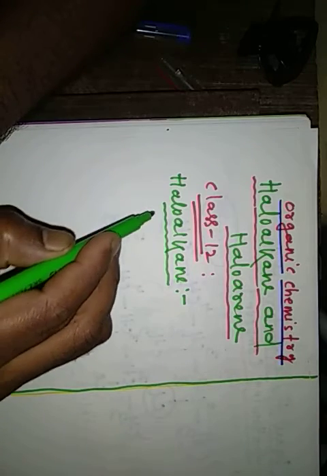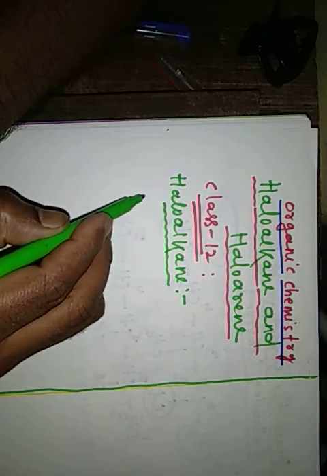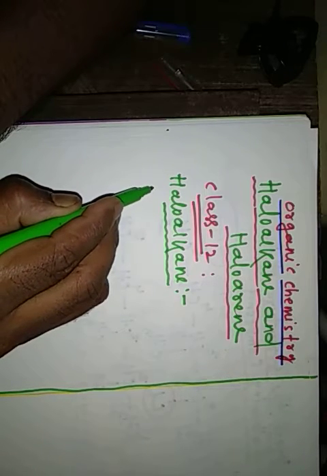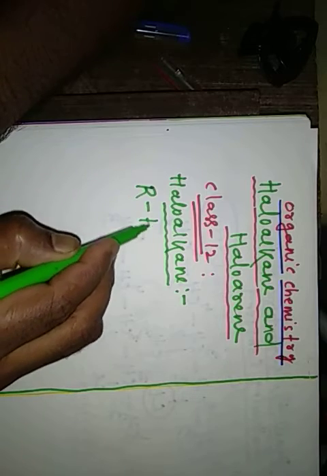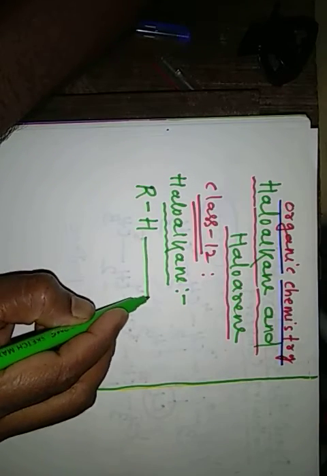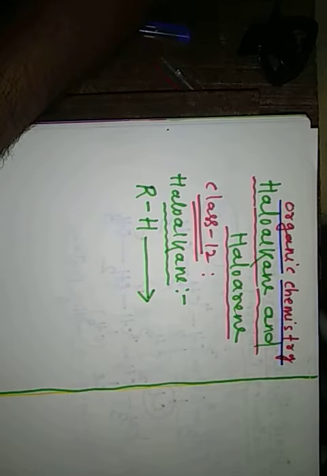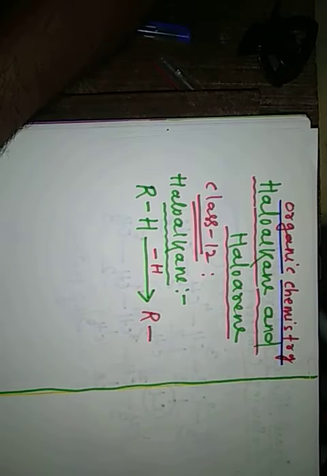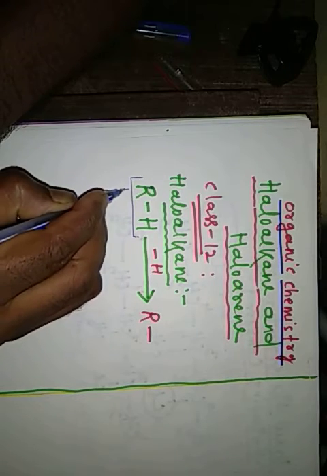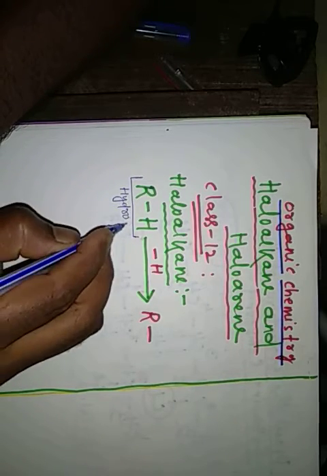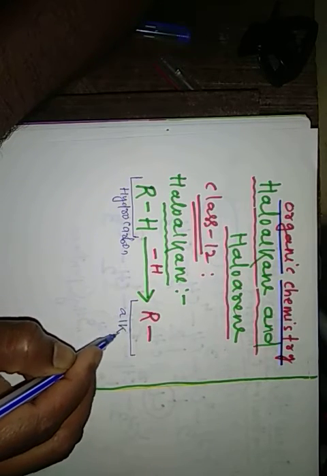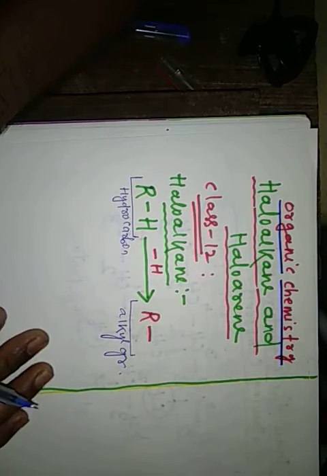So first, by removing hydrogen from the hydrocarbon, we get alkyl. This is hydrogen, so we get the alkyl group. This is your hydrocarbon, and this is your alkyl group.